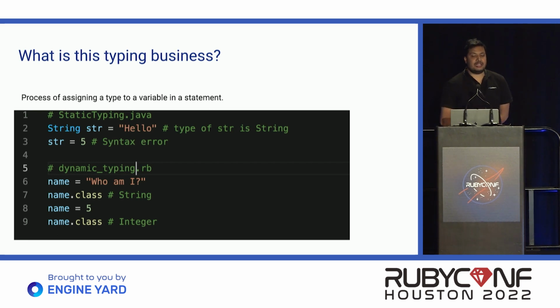While in the dynamically typed languages, type is associated with the value that the variable is holding. You can see over here in the second example for the Ruby code, the type of the name variable is a string when it's holding the value "who am I", and its type is integer when it's holding the value 5. So type in a dynamically typed language is associated with the value.